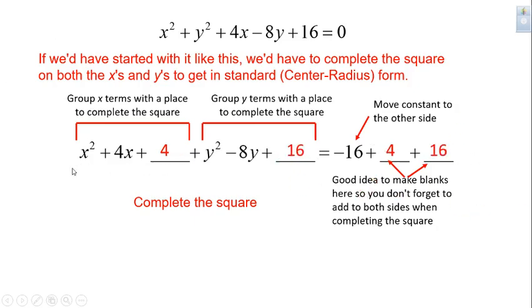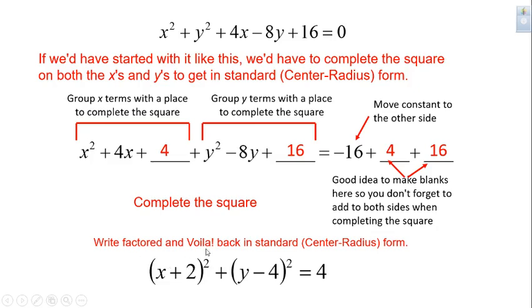And then I can just factor each of these trinomials. X squared plus 4x plus 4 is a perfect square trinomial. It factors to be x plus 2 squared. And y squared minus 8y plus 16 factors to be y minus 4 squared. And the right side, when you add all the numbers together, you get 4. And we are back in center radius form.